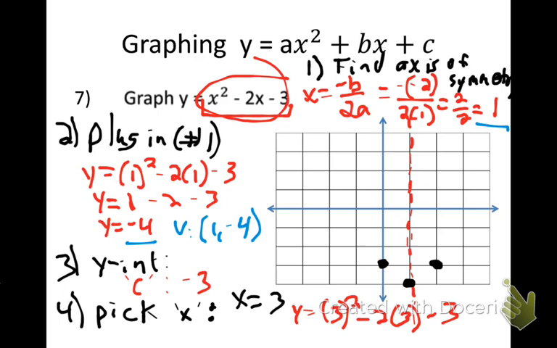Minus 3. Okay? And again, what happens here is this 3 goes into x. I took this 3 and put it into the x values up there. And now I just evaluate. 3 squared is 9. 2 times 3 is 6, minus 3. 9 minus 6 minus 3 is 0. So y equals 0. So now I plot the coordinate 3, 0.